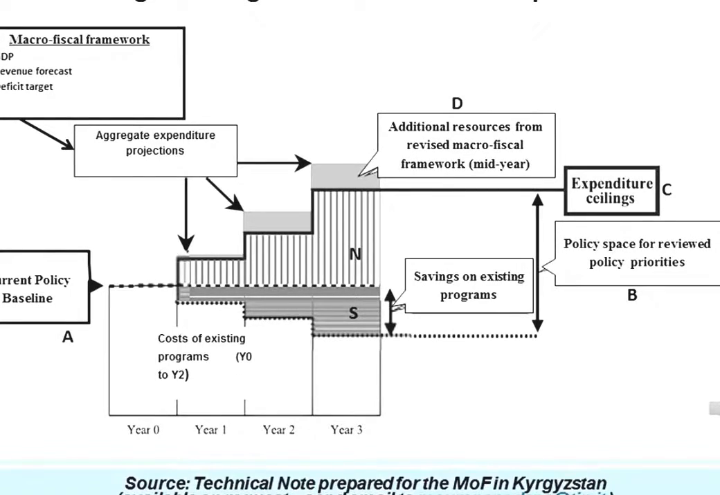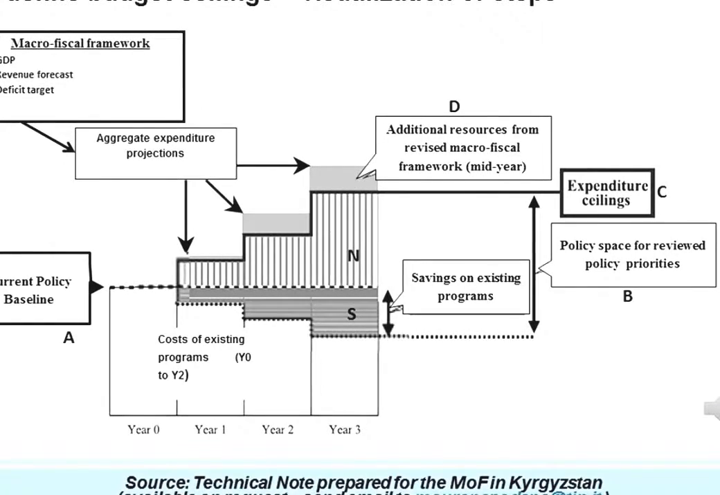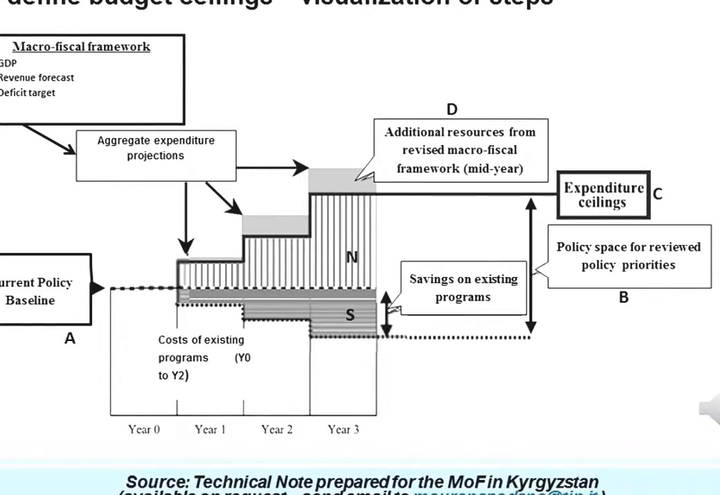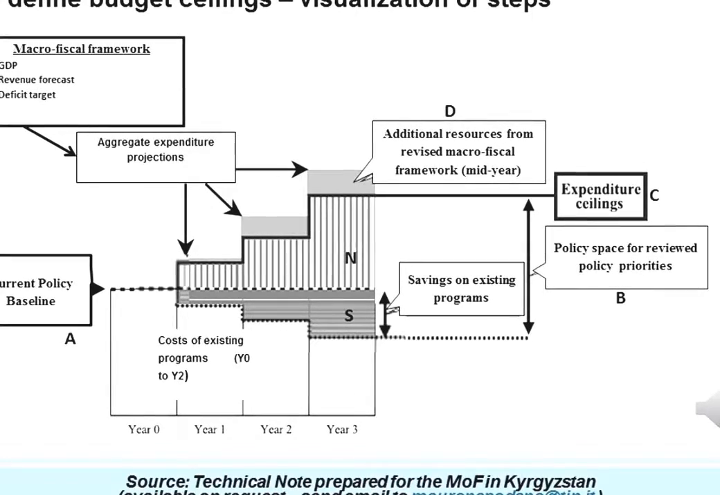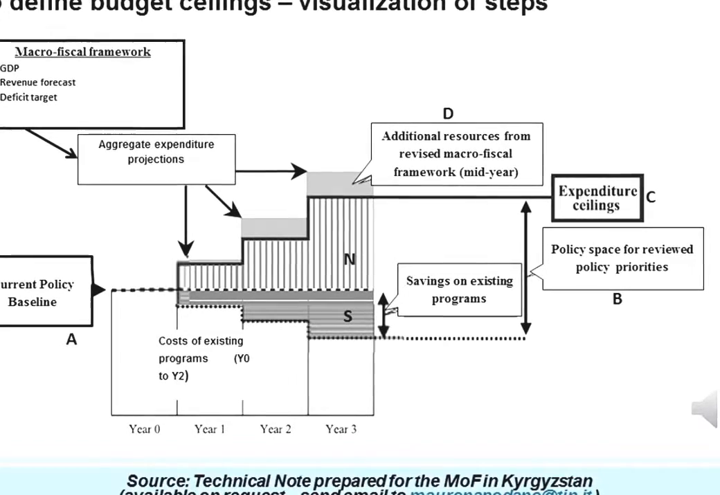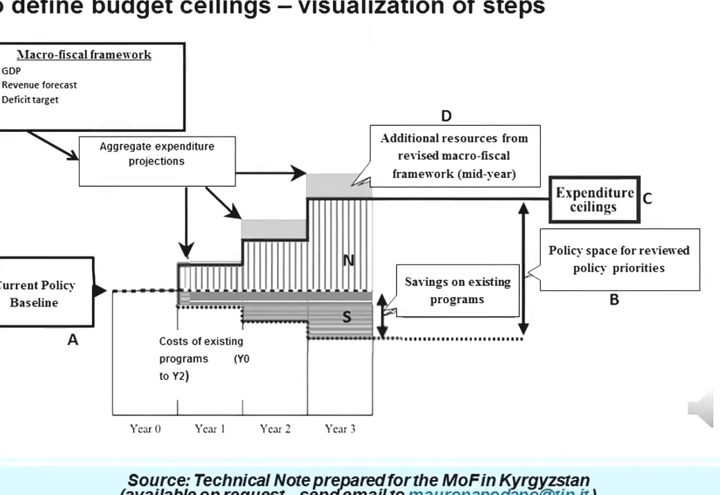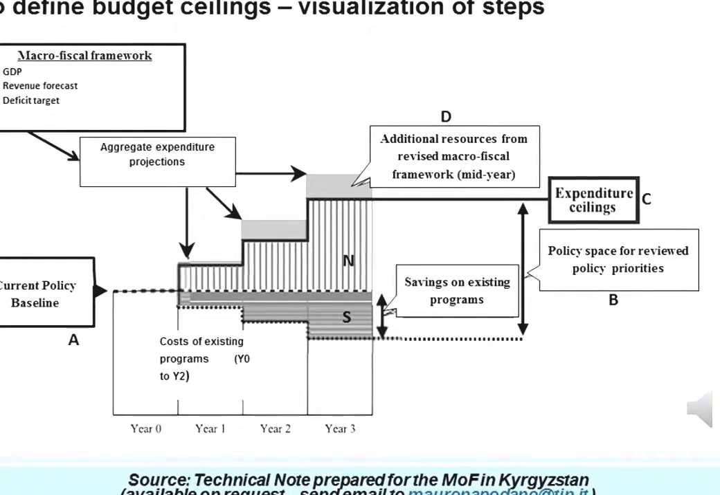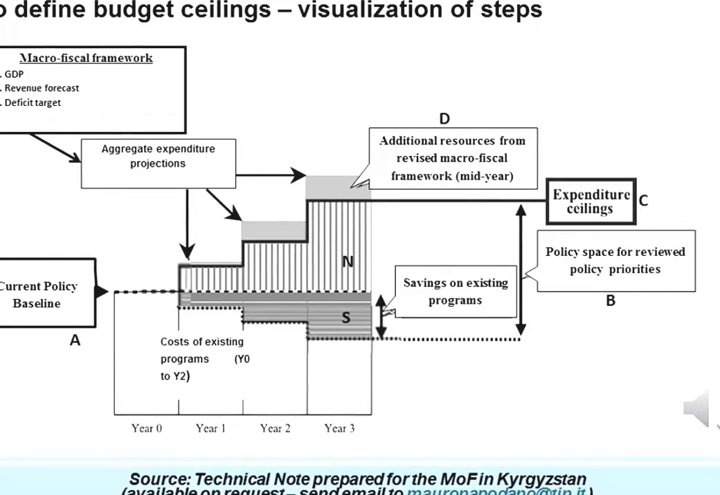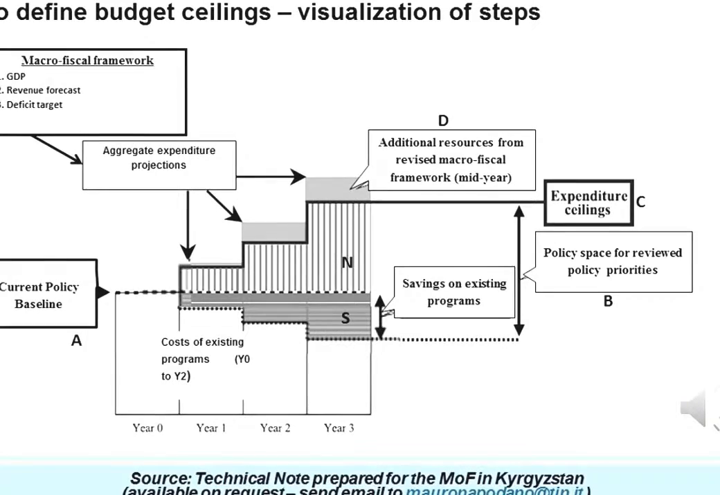Now it's up to the line ministries to identify policy space for reviewed policy priorities. This is done through sector reviews, sector spending reviews, that are a combination of savings on existing programs by line ministries and a negotiation by those line ministries with Ministry of Finance to get an allocation of the additional resources made available by the analysis of the macro fiscal framework.